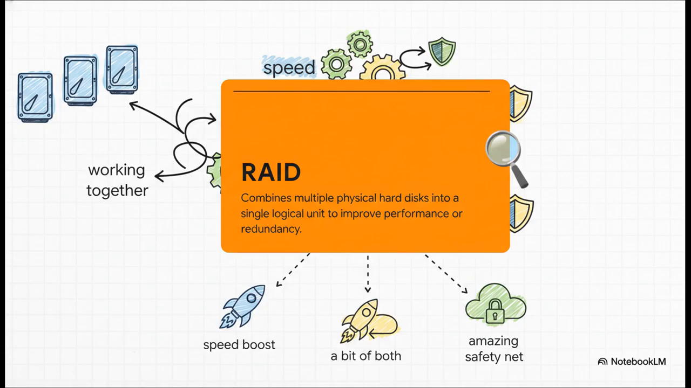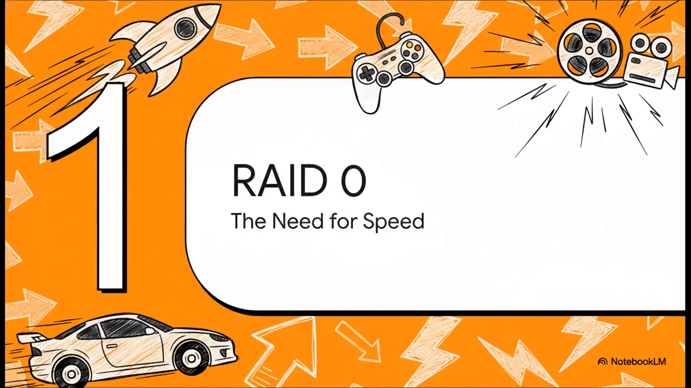You take a bunch of separate, independent hard drives, and you make them work together as a single team, as one logical unit. And depending on how you set that team up, you can get a massive speed boost, an incredible safety net for your data, or, hey, maybe even a little bit of both. Okay, let's kick things off with the most basic level, RAID 0. If you're a gamer who needs lightning-fast load times or a video editor who's constantly wrestling with huge files, this one's for you. It is all about one thing and one thing only: pure, unadulterated speed.